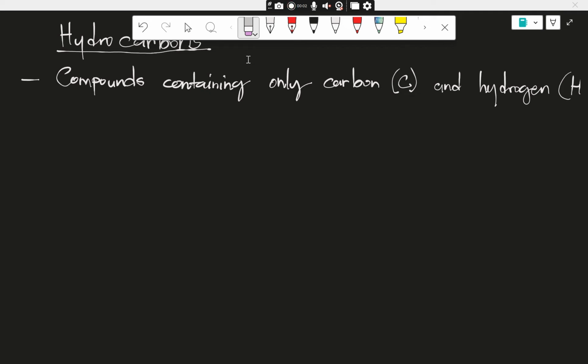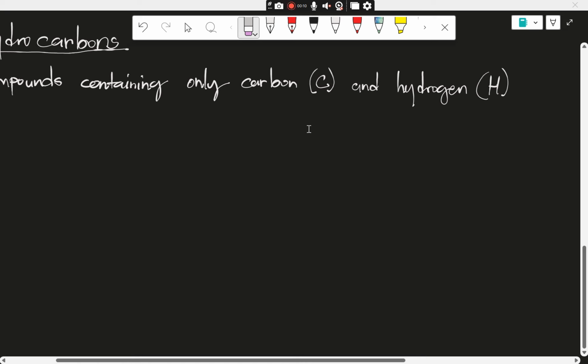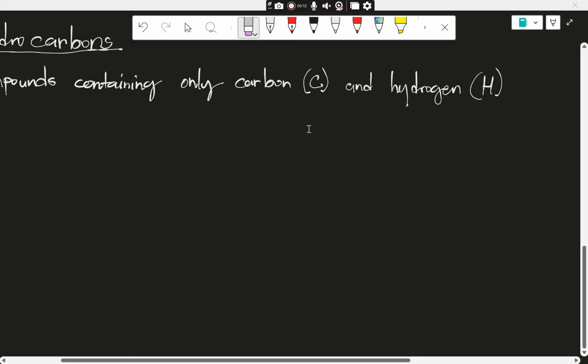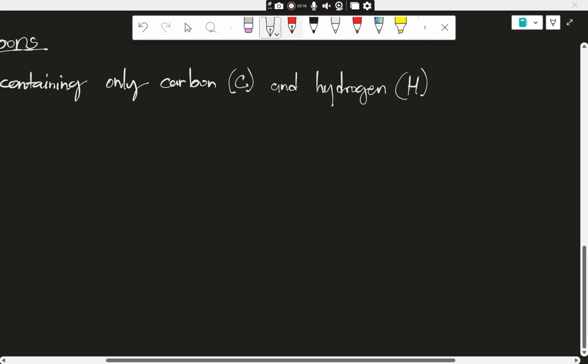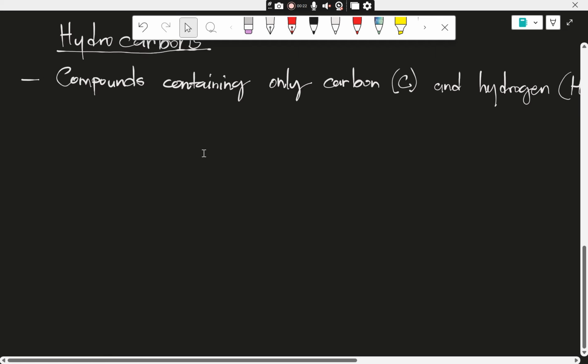So in this video today we'll be looking at hydrocarbons, right? What hydrocarbons are. Hydrocarbons are compounds containing only carbon, C, and hydrogen, H atoms, right? So we can just put there that this contains C and H atoms. So these are what we call hydrocarbons.